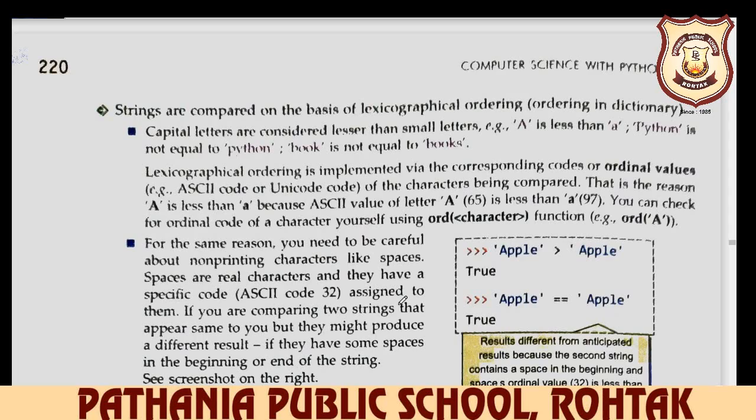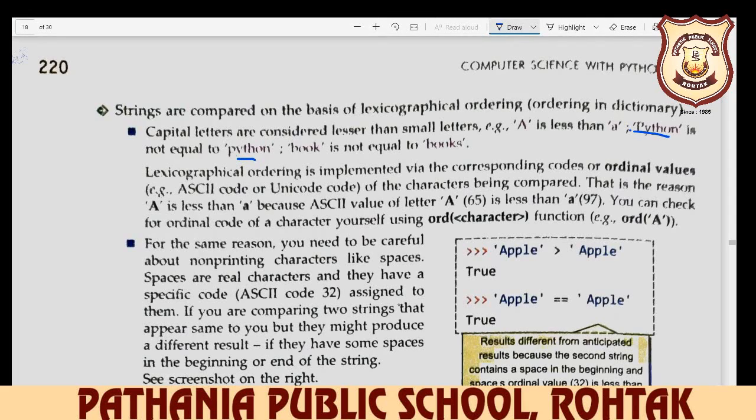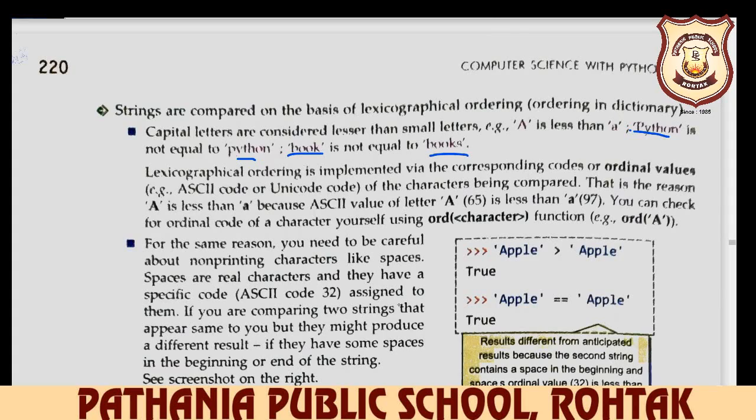In the same way, in a string, capital letters are considered lesser than small letters. For example, A is less than a. Capital A is considered lesser than small a. So if we have the same character, capital A and small a, which is lesser? Capital A is the lesser. Python is not equal to python, when you write a capital P and a small p. So these both are not equal in a string. When you write book and books, they are not equal either. These are all different words.